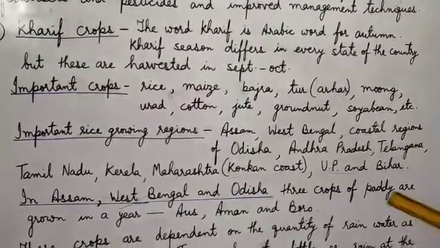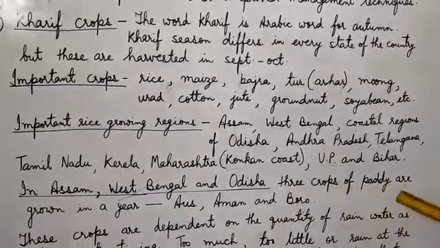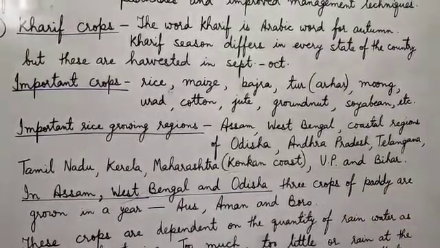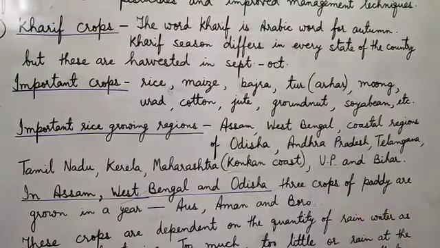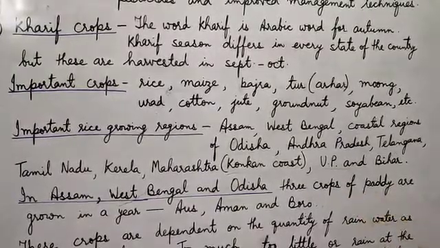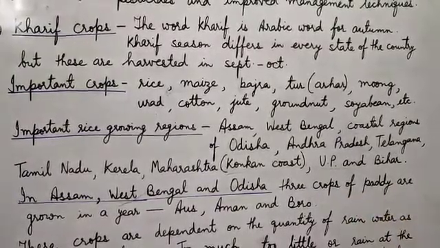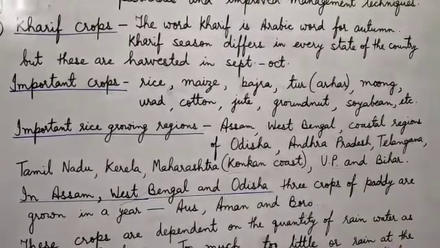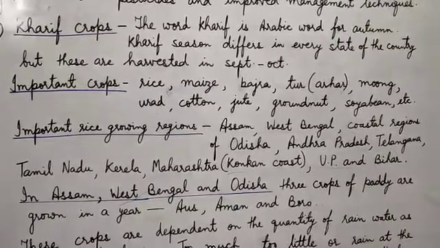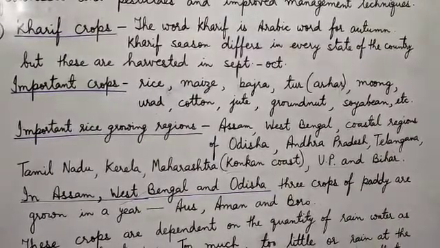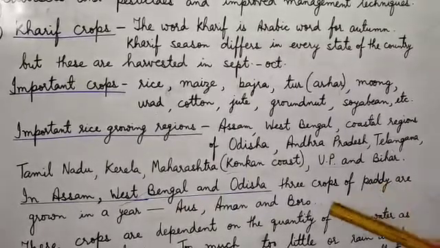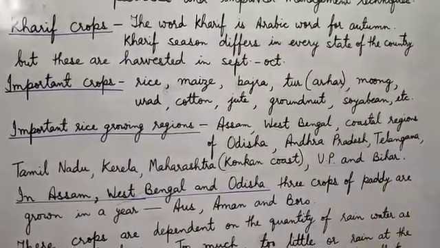In Assam, West Bengal and Odisha, 3 crops of paddy are grown in a year. Which are these 3 crops of paddy? The Aus, Aman and the Boro. As they have favorable climatic conditions, lots of rainfall, they are able to grow 3 different crops of paddy, the Aus, Aman and Boro.